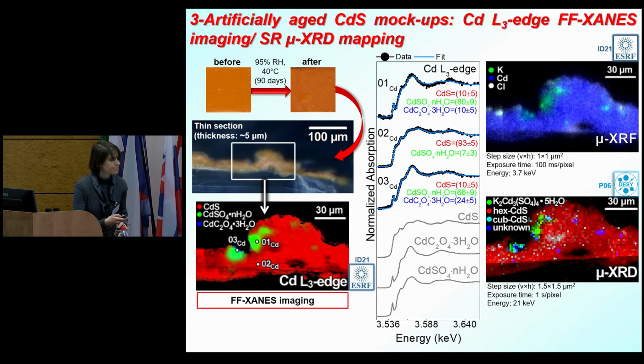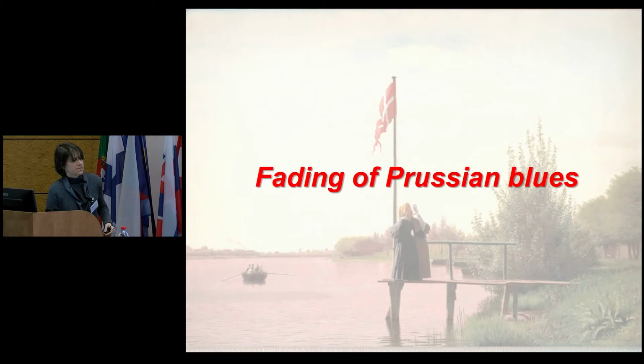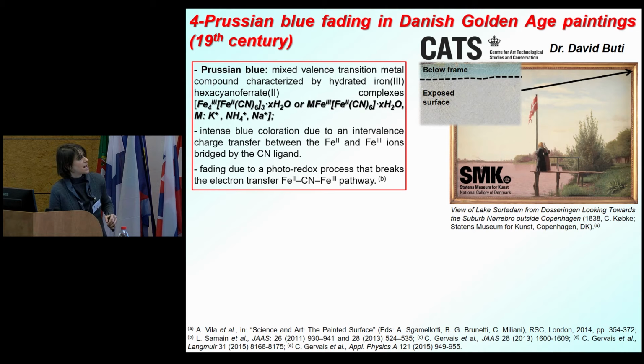So, as a last case study, I will show you how we can use XANES for studying Prussian blue. Prussian blue is a class of pigments based on hydrated iron(III) hexacyanoferrate(II) complexes. Here you have the chemical formula, and you have an M that can represent different kinds of species. The intense blue color of this pigment is due to an intervalence charge transfer between iron(II) and iron(III) ions bridged by the CN ligands.